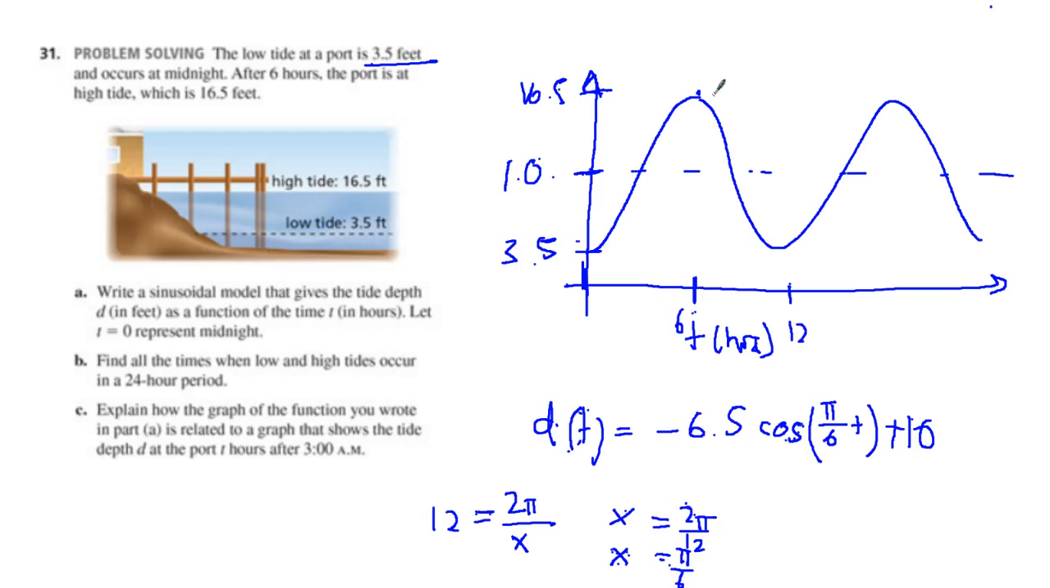Explain how the graph of the function you wrote in part A is related to a graph that shows the tide depth D at port T hours after 3 a.m. So 3 a.m. is really interesting. We have this at 3 a.m. Let's say our graph starts like this. This is our new graph, and I'll just circle it in orange. That's 3 a.m., but it's actually 0 in our new graph.